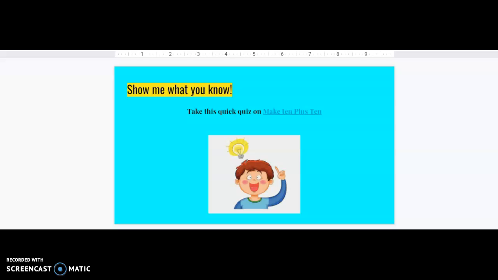All right, it is quiz time. Again, we are looking at fluency. So we want to make sure that we can add these numbers together as quickly as we possibly can.